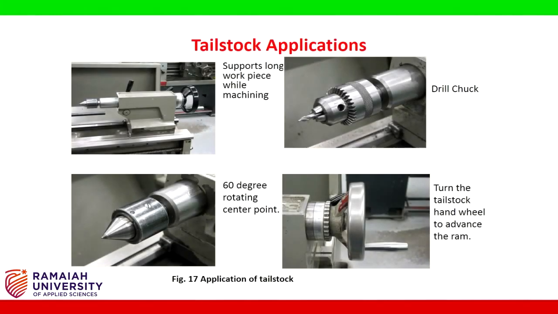Tailstock applications. It is used to support long workpieces while machining. It is also used for holding the drill chuck and feeding tools like drills, reamers, taps, etc. Turn the tailstock hand wheel to advance the ram to hold the revolving center and support the right hand end of the work.